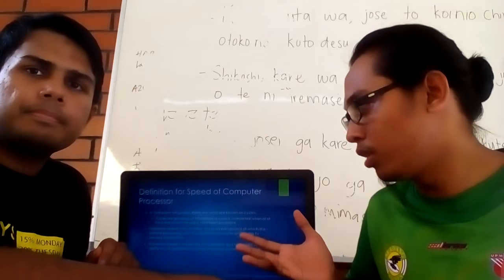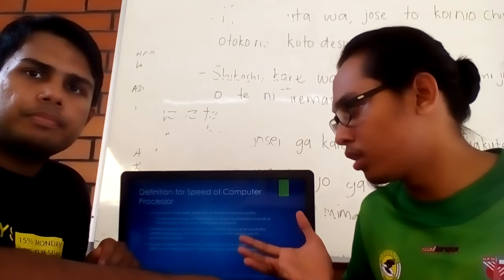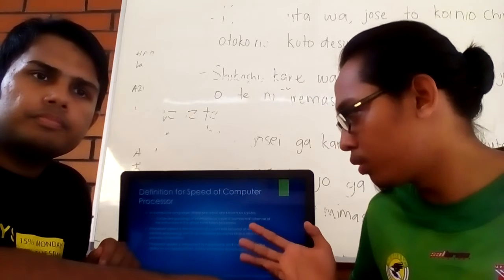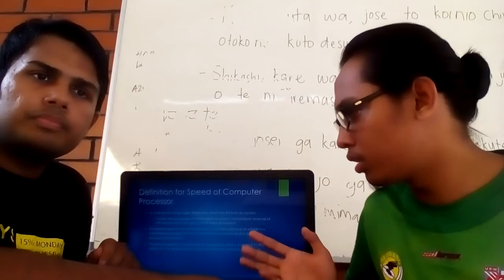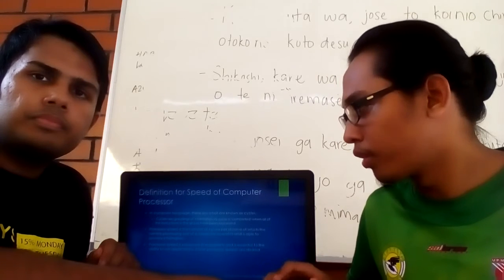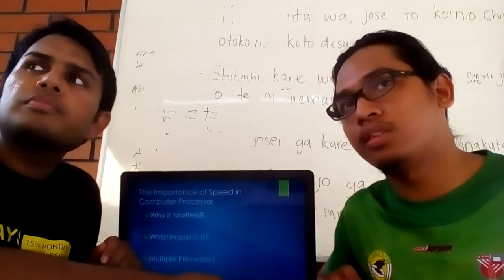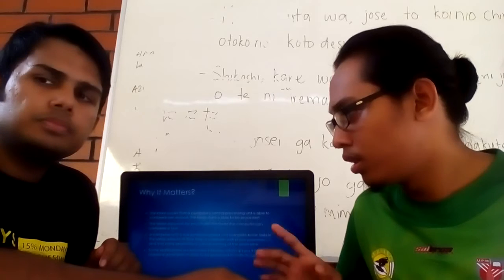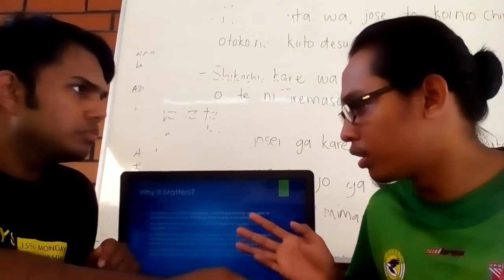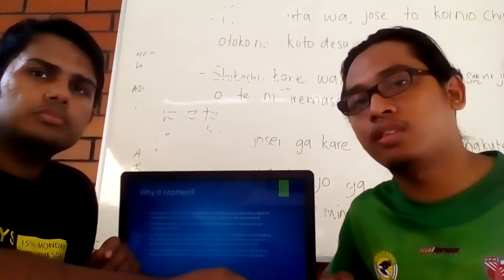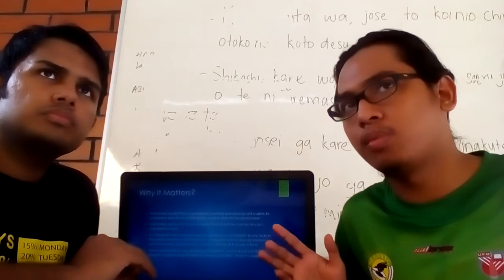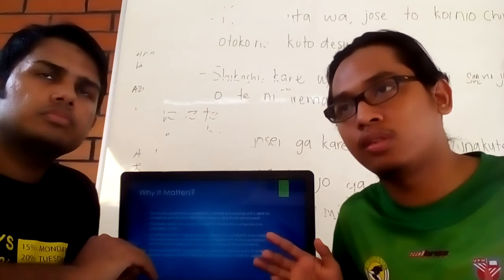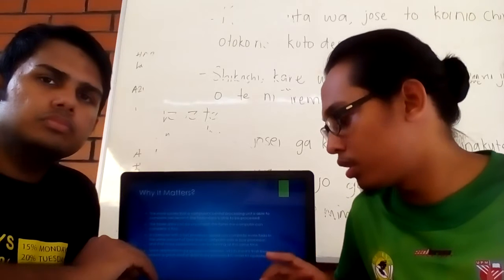This is the definition of the speed of a computer processor. Speed is measured in cycles, which are groupings of information, and a cycle is complete when all the instructions in the group have been processed. Why it matters, the importance of speed: the more cycles that the computer's central processing unit has, the faster the speed. So the more processors the computer has, the faster the speed of the processor.